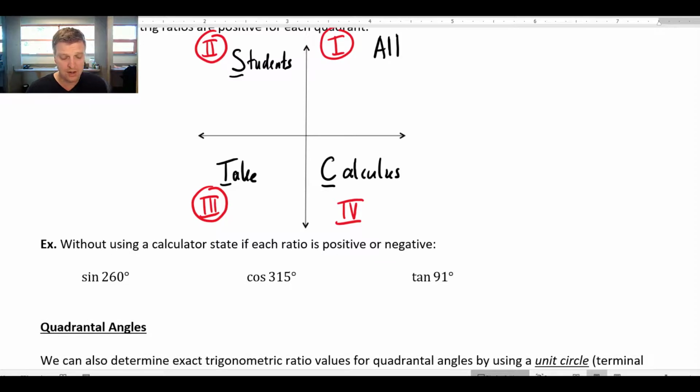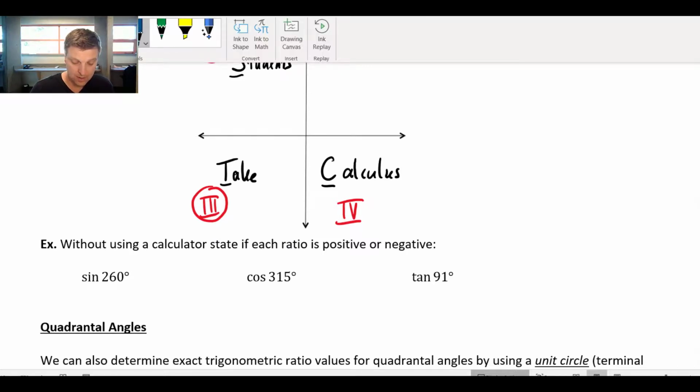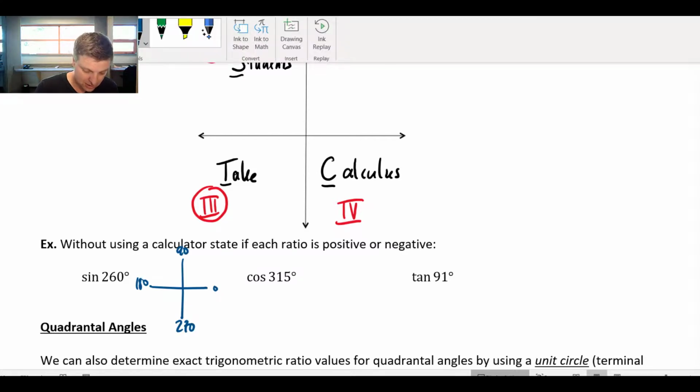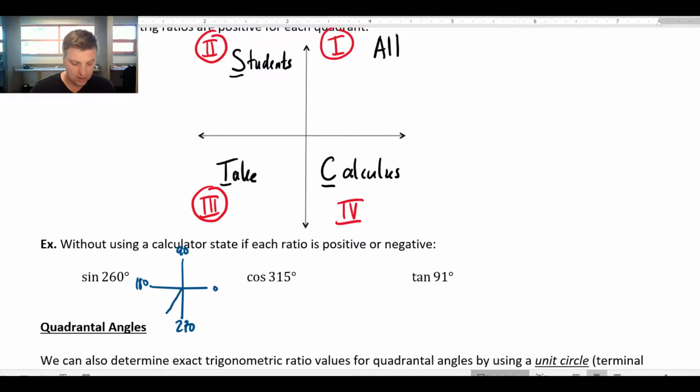So without using a calculator, determine if each ratio is positive or negative. The sine of 260 degrees, so the sine of 260 degrees would be, let's see, there's my 0, 90, 180, 270. So 260 degrees would be just short of that 270. And so I can see that's in the third quadrant, so that would be negative, because sine is only positive in the first and the second.